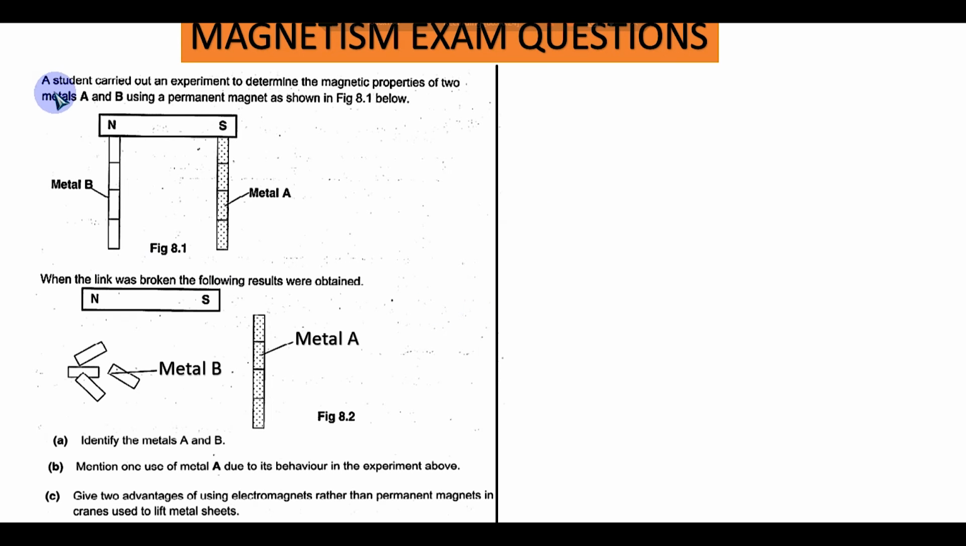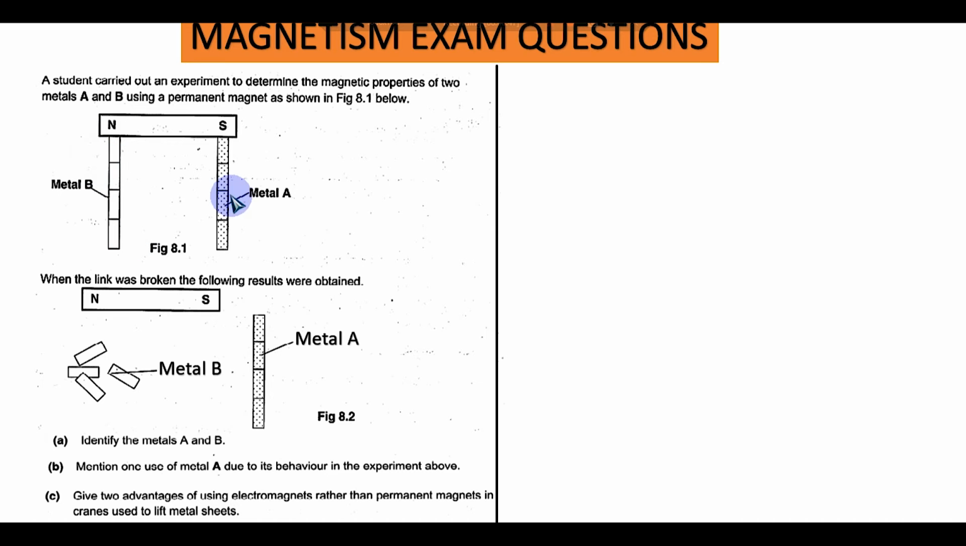So we have examination questions. The first one says, a student carried out an experiment to determine the magnetic properties of two metals, that is metal A and B, using a permanent magnet as shown in the figure below. When the link was broken, the following results were obtained.